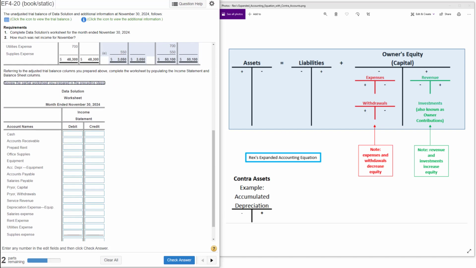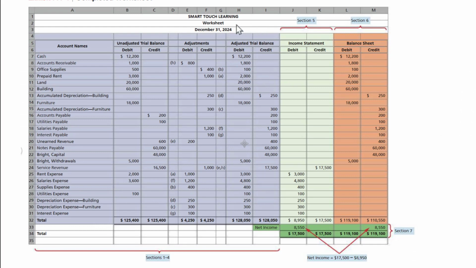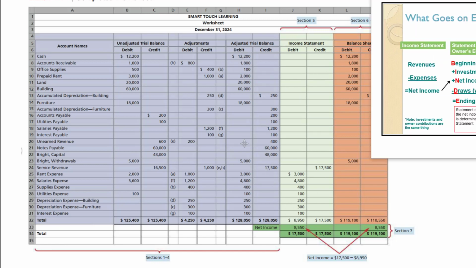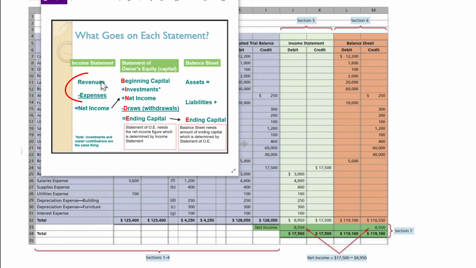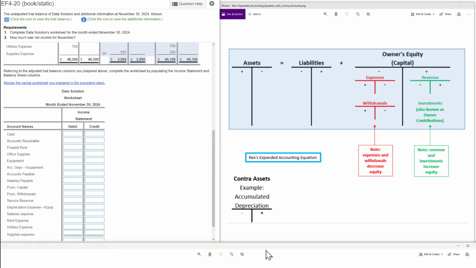So again, let's review what we're doing for the income statement columns. We've just completed the adjusted trial balance. So now we need to complete the income statement columns. So what goes on the income statement? Hopefully you have this memorized by now. It's revenues and expenses. And then you subtract the two, you get net income or net loss. So what we need to do is find our revenues and expenses towards the bottom, and then just shift them over into the income statement columns. So that's what we're going to do now.